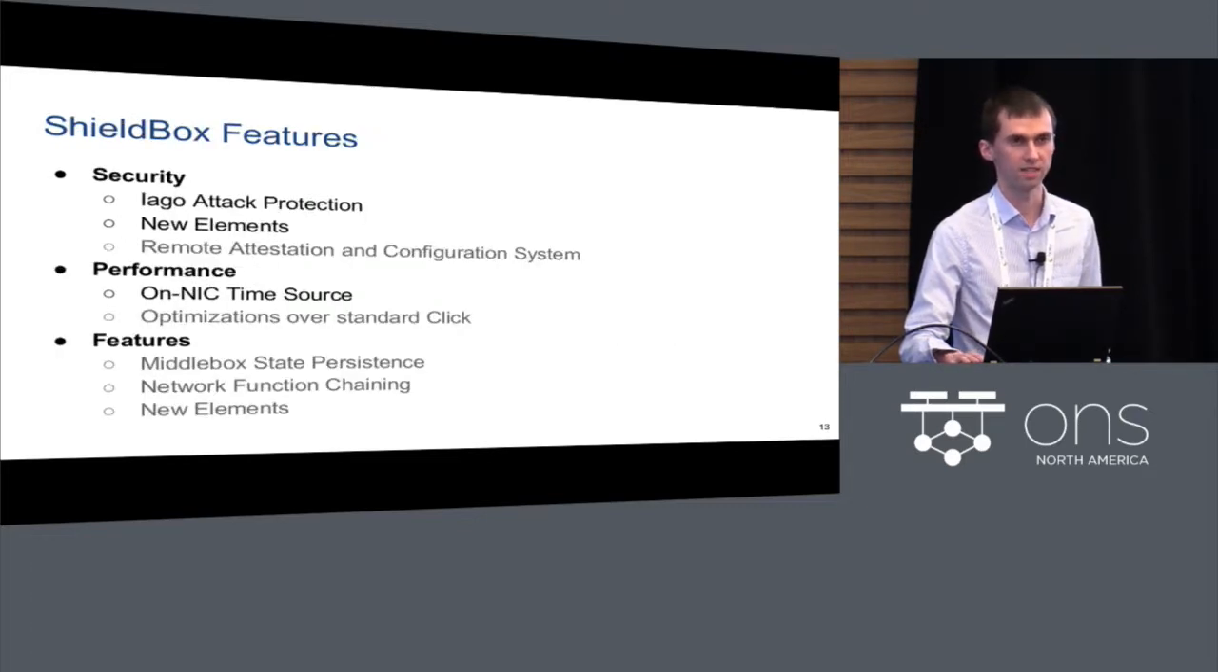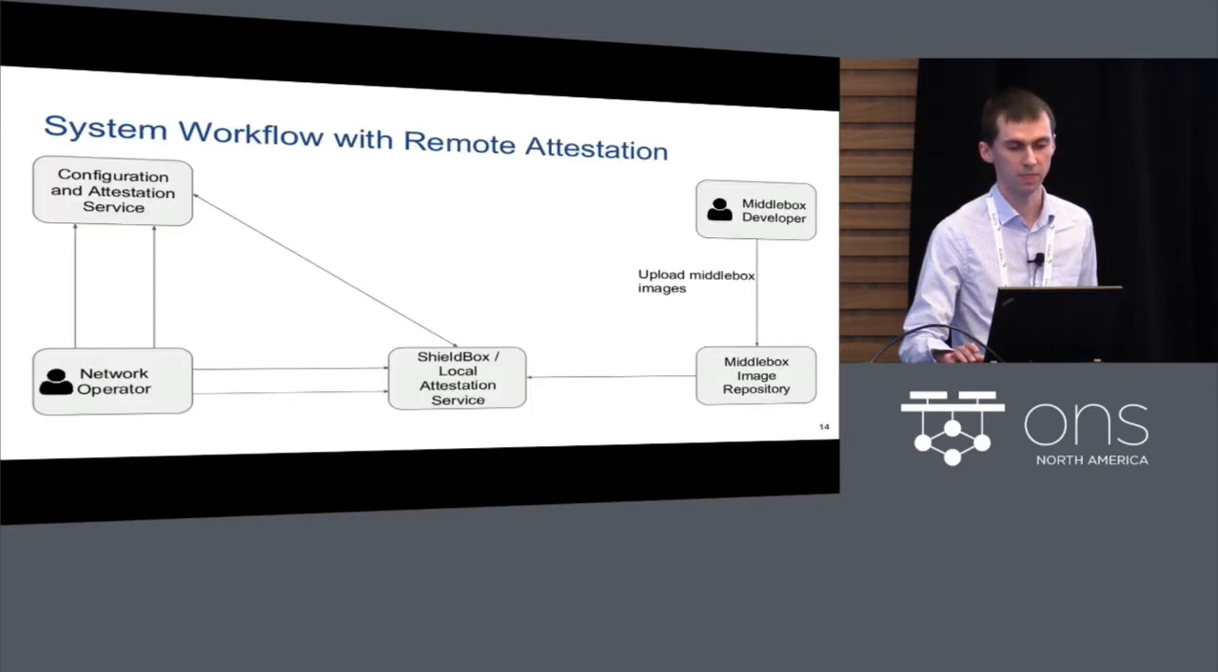So we have implemented several additional features inside ShieldBox, and I will present the ones that are highlighted. First of all, I will present the system workflow with remote attestation. Because we want to implement an end-to-end trusted system, we have to first establish trust in the platform. And for this, we rely on the SCONE remote attestation system. So basically, we have two roles, the middlebox developer and the network operator. As a first step, the middlebox developer builds ShieldBox and uploads it to some middlebox image repository.